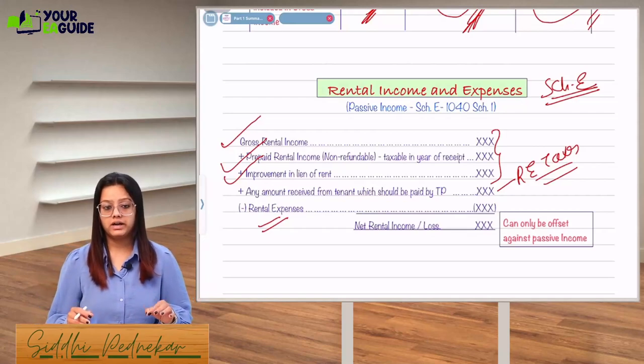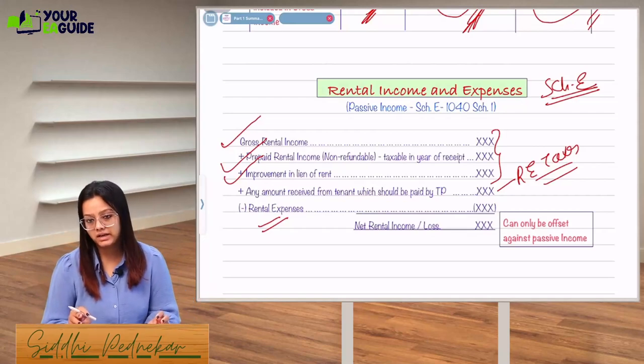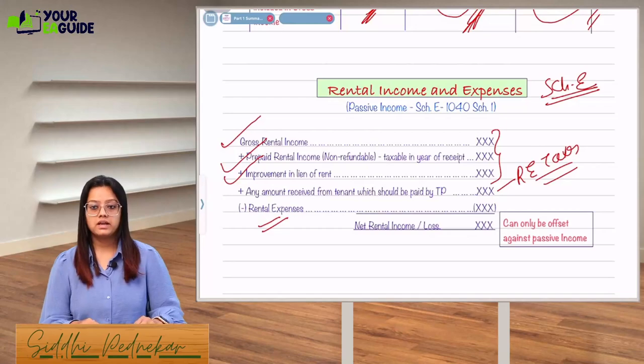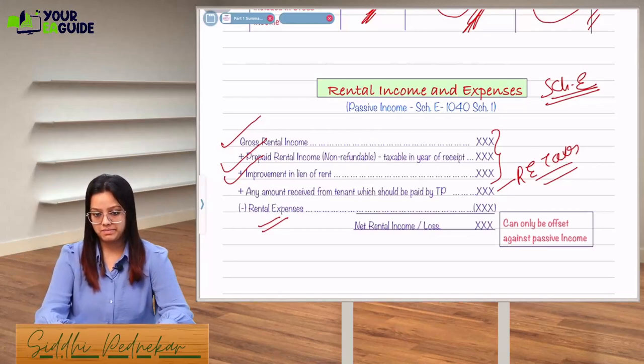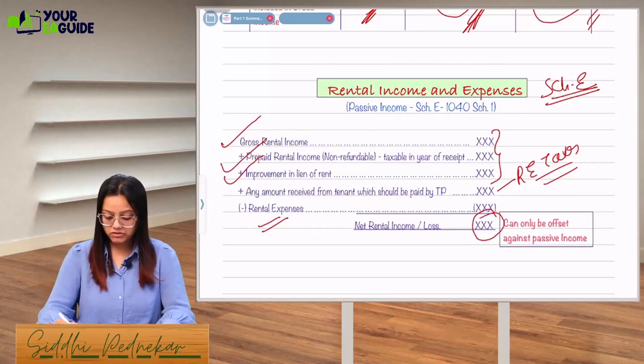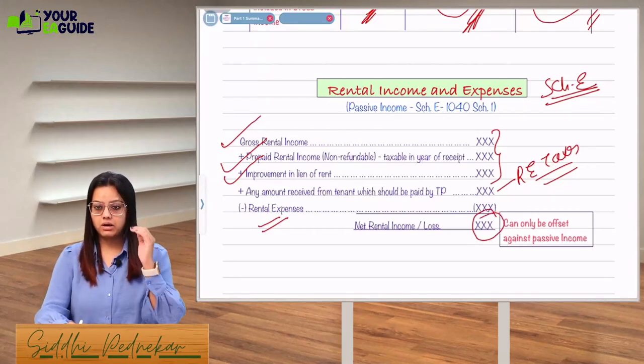All the rental related expenses, meaning any repairs, maintenance, utilities, and any amount of taxes which you are going to pay, will be deducted as a rental expense. So the amount which you will receive is the net rental income or loss.